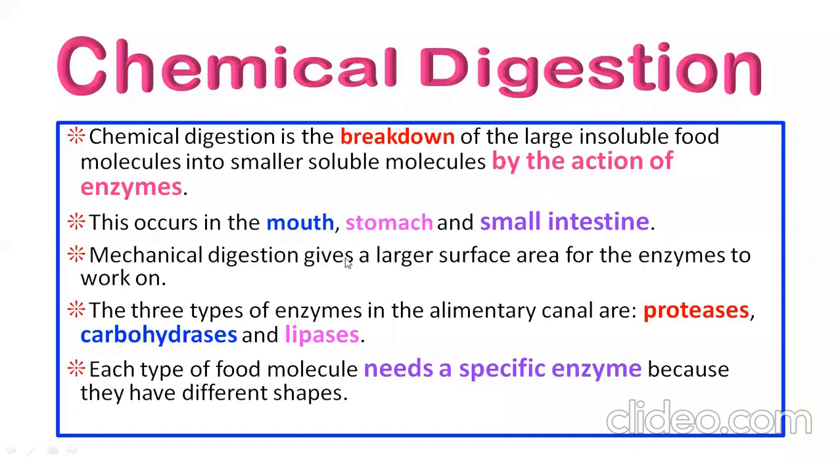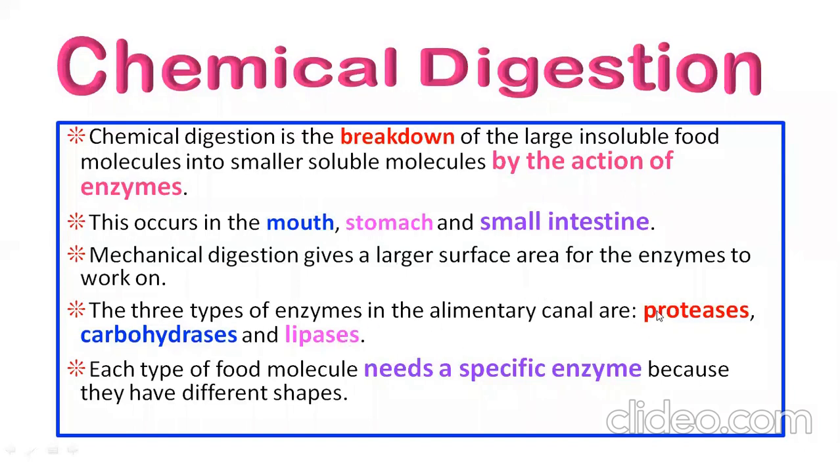Now, the importance of mechanical digestion: it gives a large surface area for the enzymes to work on. The three types of enzymes in the alimentary canal are protease, carbohydrase, and lipase. Protease acts on protein to convert it to amino acids. Carbohydrase acts on carbohydrate to convert it into the basic particle glucose, and lipase acts on fats to convert them into fatty acids and glycerol, right?